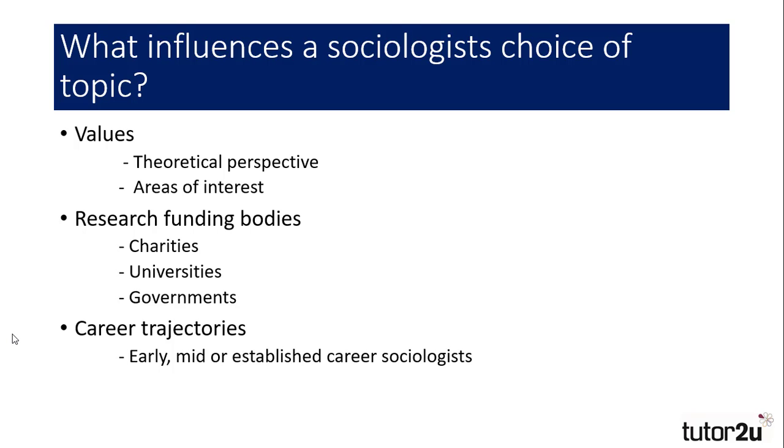Another factor that influences a researcher's choice of topic are funding agencies. Sociological research is usually funded by one of several sources. Universities, charities and the government all fund sociological research, and so often the research topics are set by these bodies, and sociologists will put forward proposals to conduct research in specific areas that are set out by those bodies.